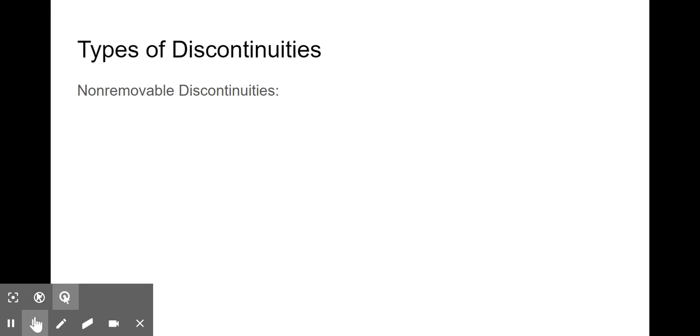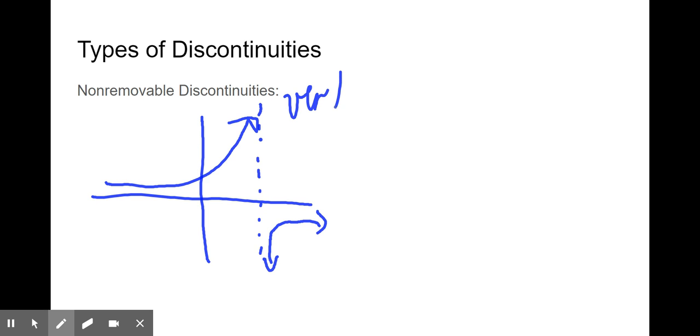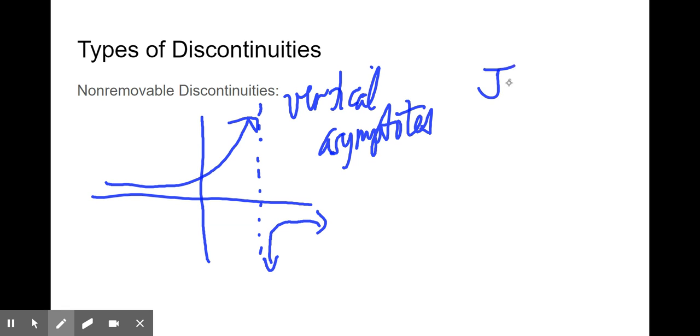Before I go, let me just draw a picture. Everybody knows what functions that have asymptotes look like. There you go. There's a function that has an asymptote. It's a vertical asymptote. Vertical asymptotes are non-removable discontinuities. I should be a little bit more specific. We're talking about vertical asymptotes here. A jump looks like this, normally found on piecewise functions.